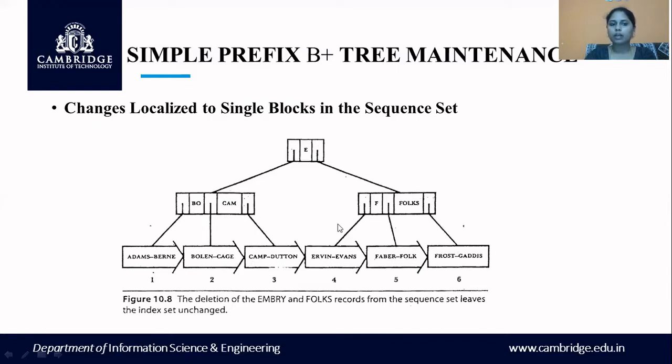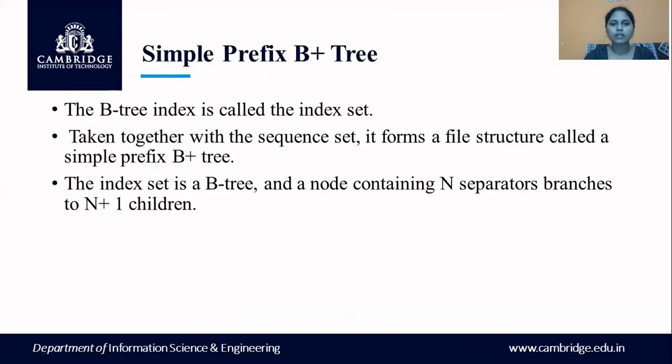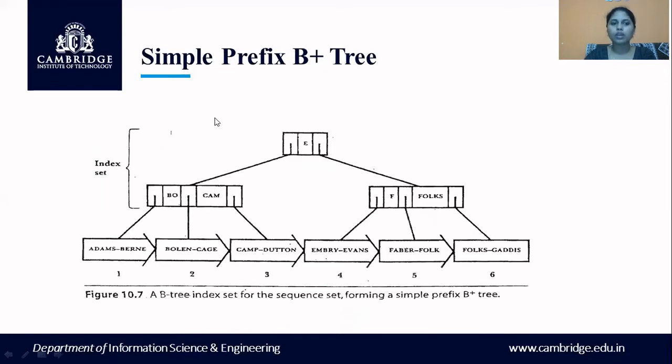So depending upon the number of indexes present, the child branches will be one more than the indexes present in your simple prefix B plus tree. That is the property I have given here. I hope the concept of what a simple prefix B plus tree is is understood: the combination of the sequence set along with the index set. The index set is all the indexes of your sequence set, and combined with the sequence set it forms your new file structure, that is your simple prefix B plus tree.